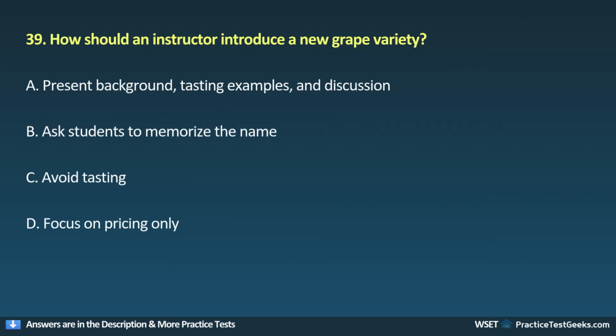39. How should an instructor introduce a new grape variety? A. Present background, tasting examples, and discussion. B. Ask students to memorize the name. C. Avoid tasting. D. Focus on pricing only.